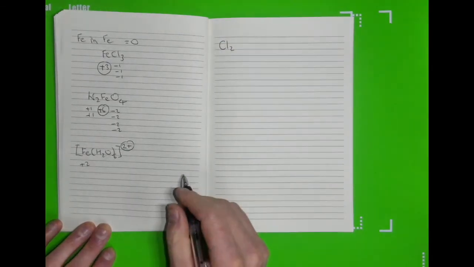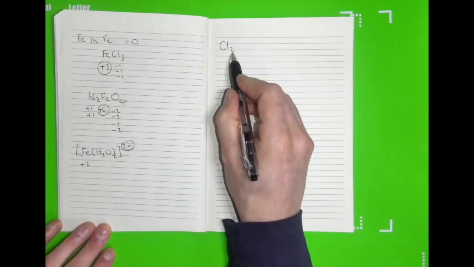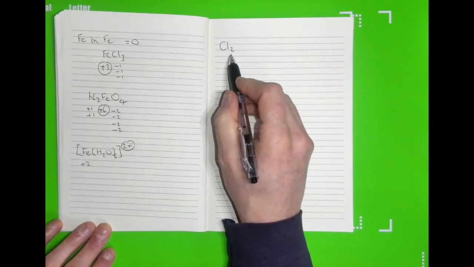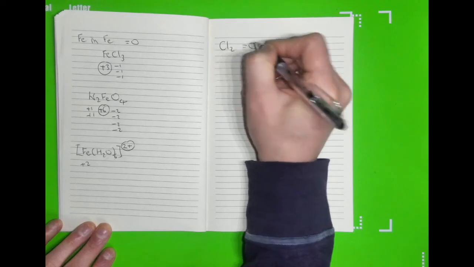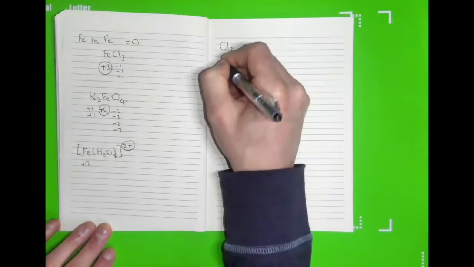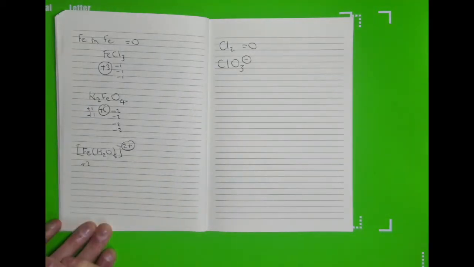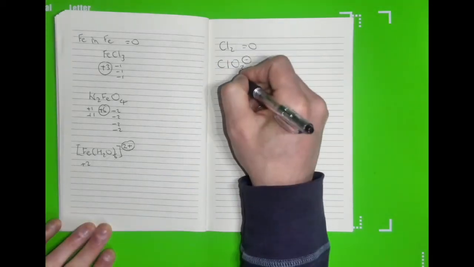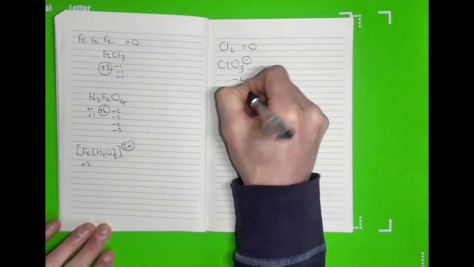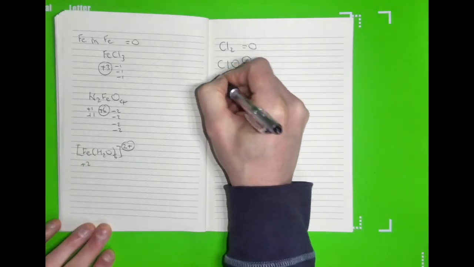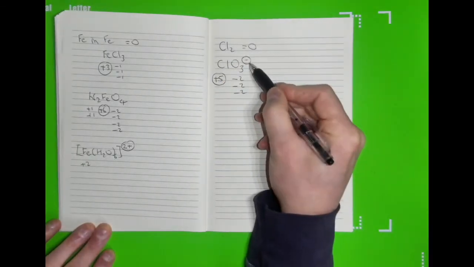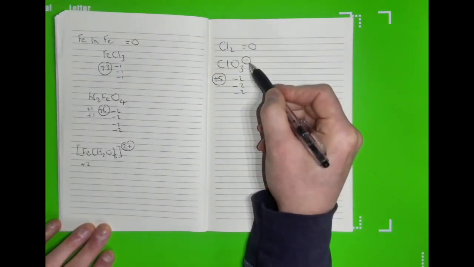Chlorine is an element. All elements by themselves always have an oxidation state of 0. So chlorine here is 0. Let's however look at chlorine here. It has an overall charge of -1. Each oxygen has a charge of -2. That's -6 overall, because I've got 3 of them. Therefore the chlorine must be +5 to give it an overall charge of -1.